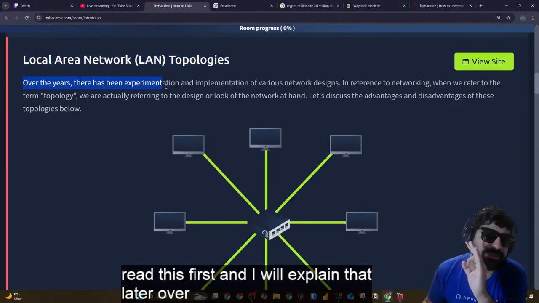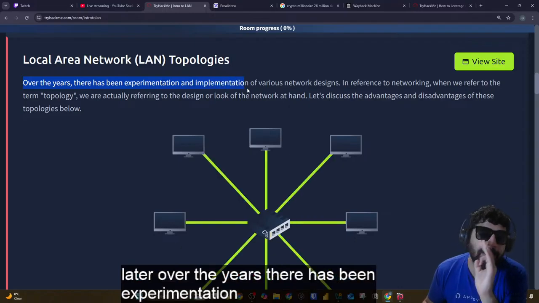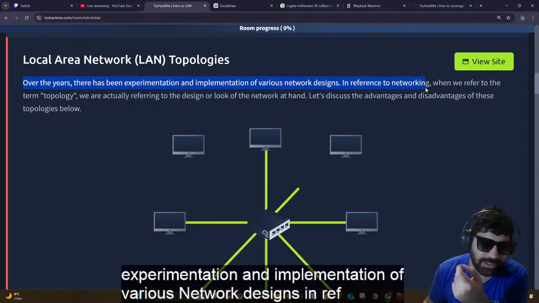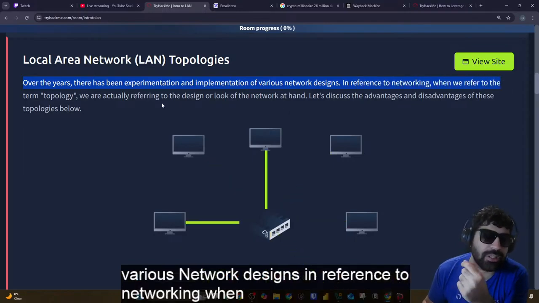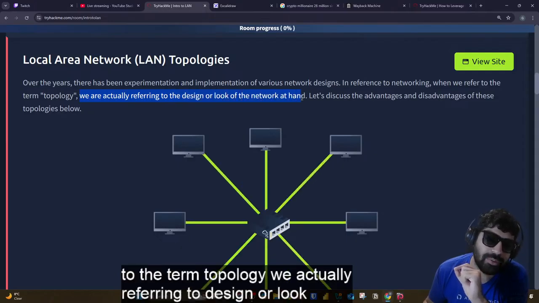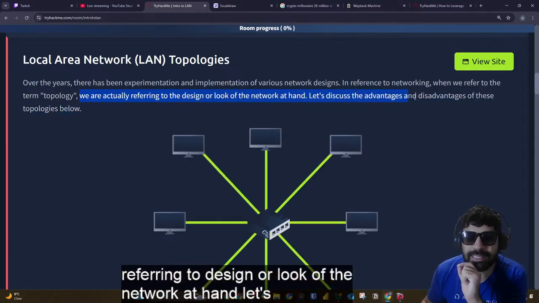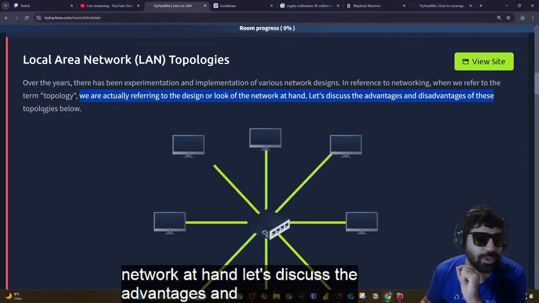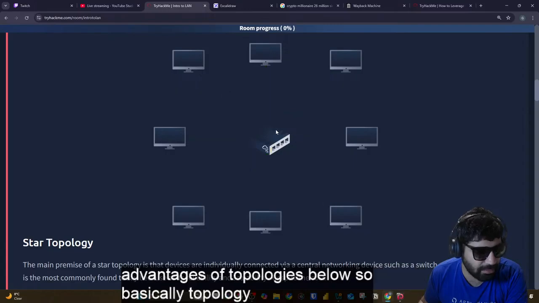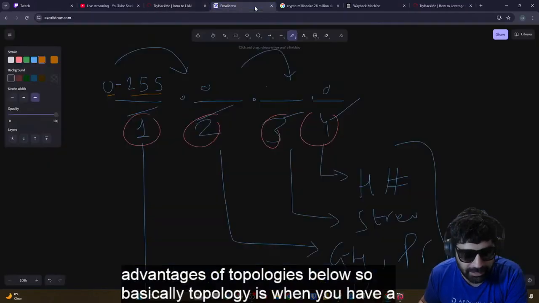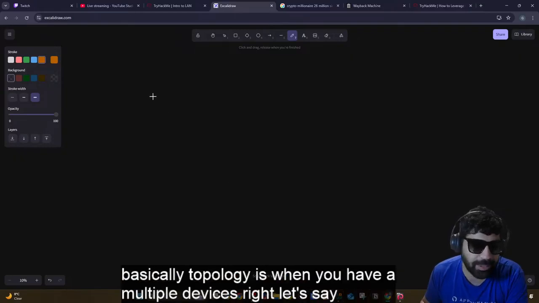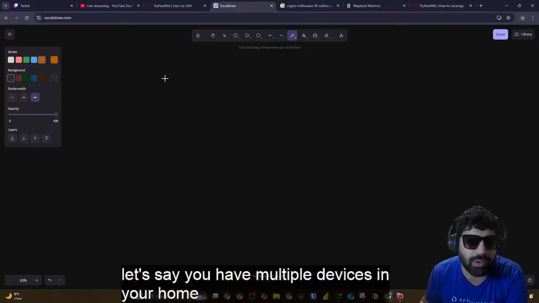Over the years, there has been experimentation and implementation of various network designs. In reference to networking, when we refer to the term topology, we are actually referring to the design or look of the network at hand. Let's discuss the advantages and disadvantages of topologies below. So basically, topology is when you have multiple devices, let's say in your home, and how they all should connect.